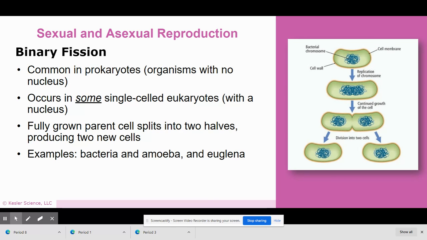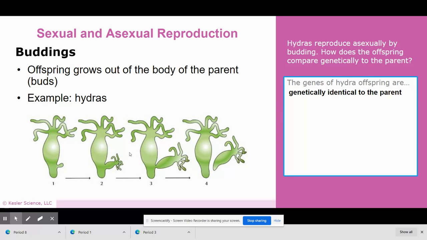Binary fission is one type of asexual reproduction. It's very common in prokaryotes like bacteria, and these are the organisms with no nucleus. It can occur in some single-celled eukaryotes that have a nucleus. A fully grown parent will just basically split into two halves, producing two new cells. The examples are going to be bacteria, amoeba, euglena. These are all very small single-celled organisms that can do this.